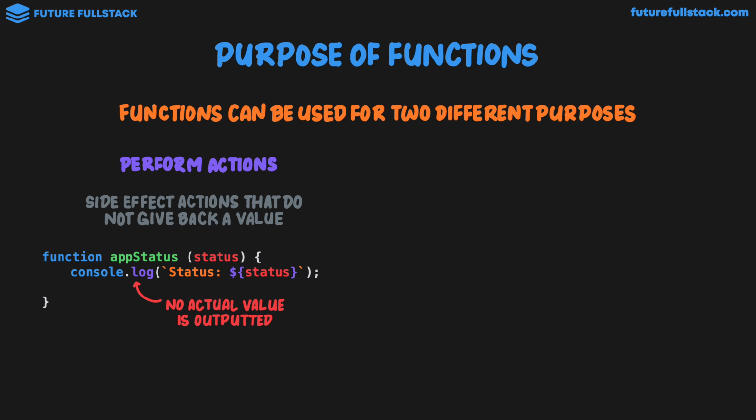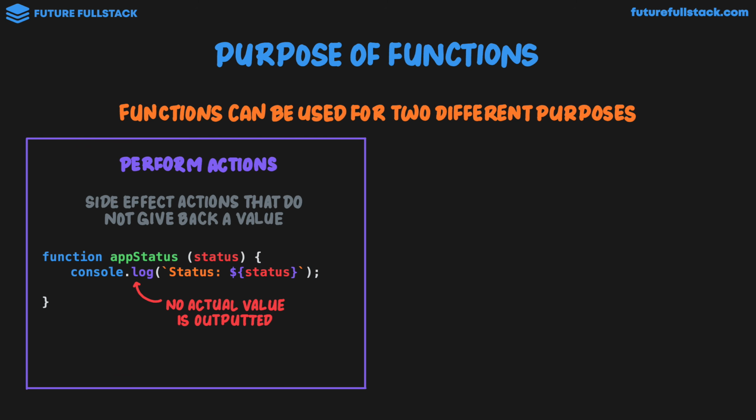What I mean by this is that in our program, we're not outputting an actual value that we can use inside our program. We're just printing something to the console. So yes, while a value may be outputted in the console, this function does not actually produce a value inside our code that we can use.